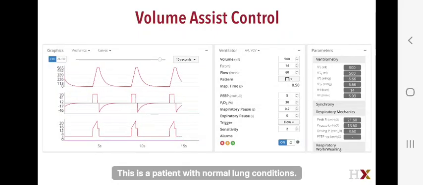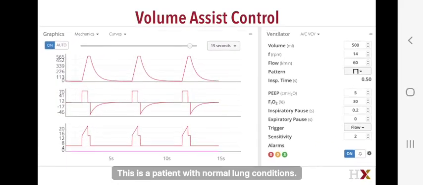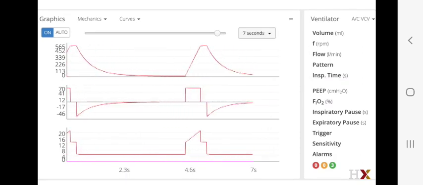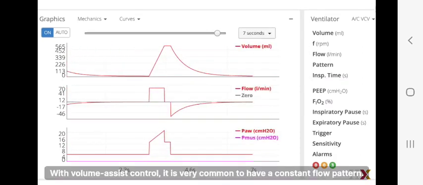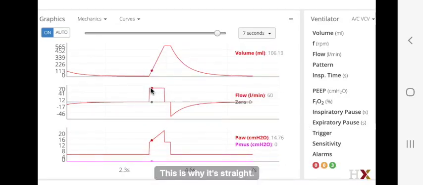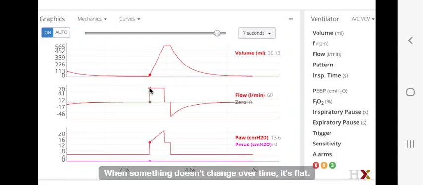This is a patient with normal lung conditions. Let's take a closer look at the waveform. With volume assist control, it is very common to have a constant flow pattern. This is why it's straight. When something doesn't change over time, it's flat. So here we have constant flow being delivered.